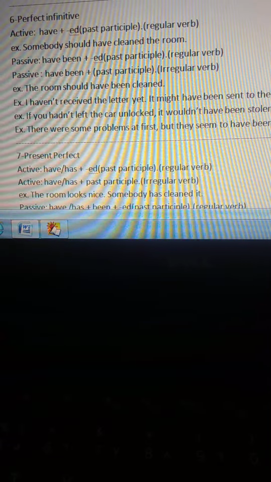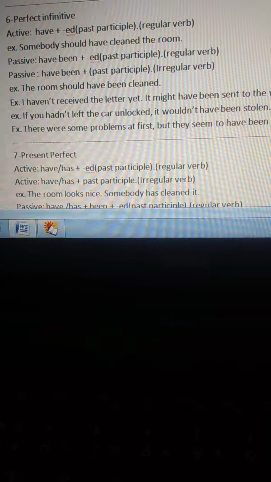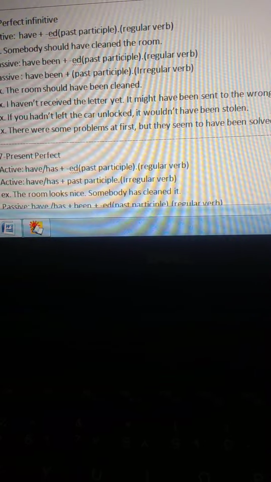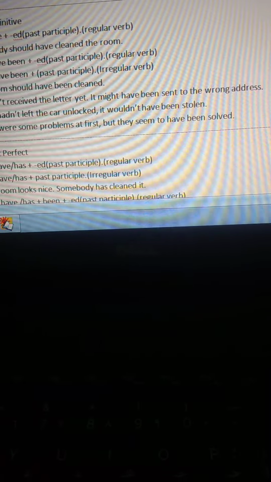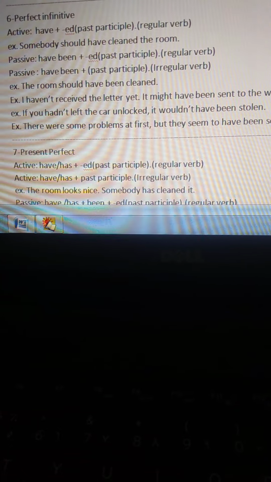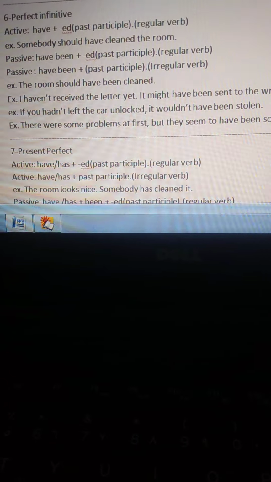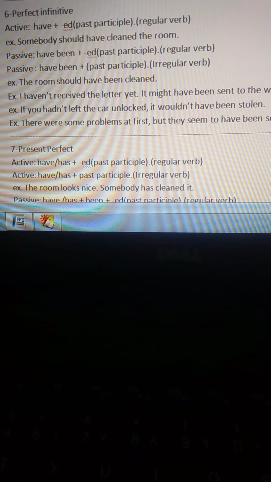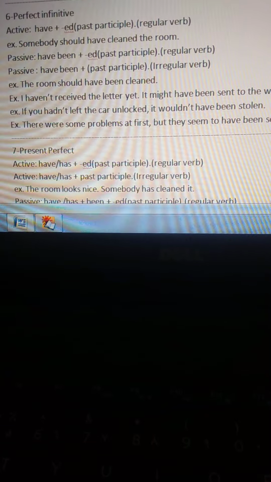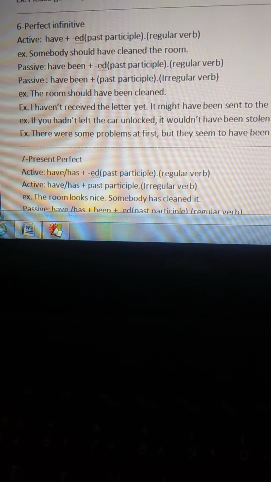The second sentence: I haven't received the letter yet. It might have been sent to the wrong address. The third sentence: if you hadn't left the car unlocked, it wouldn't have been stolen. The fourth sentence: there were some problems at first, but they seem to have been solved.